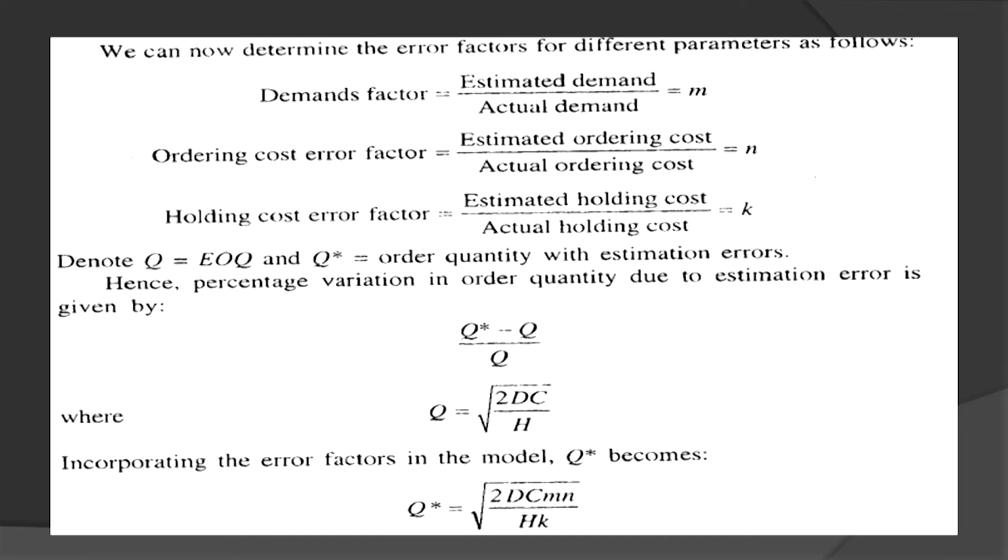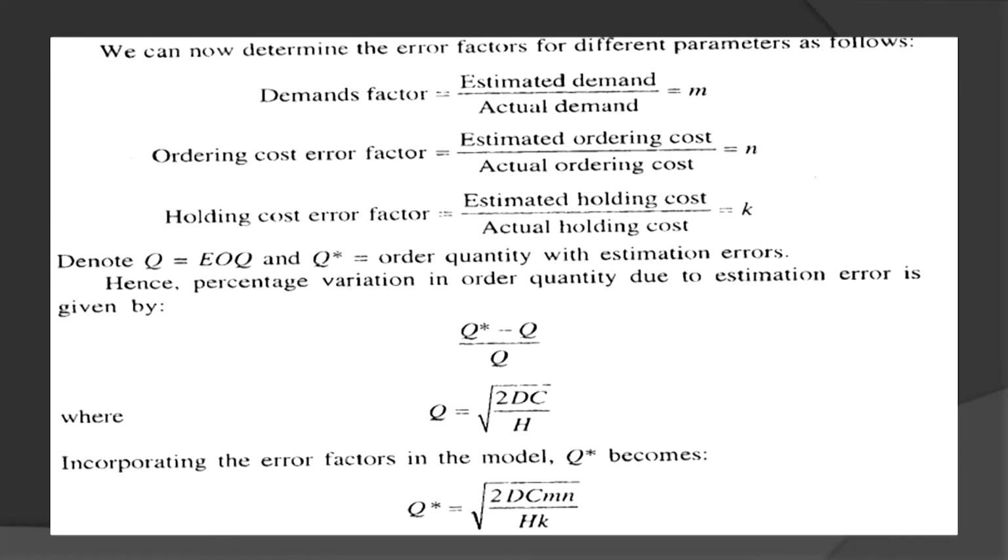This is the standard model, no need to explain it. And if you incorporate the errors in the demand as well as in the ordering cost, we have already identified the error factor in demand is M, and the error factor in the ordering cost is N. So if you multiply by the error factor, Q star, the economic order quantity which is affected by the error, becomes under root of 2DCMN by HK.